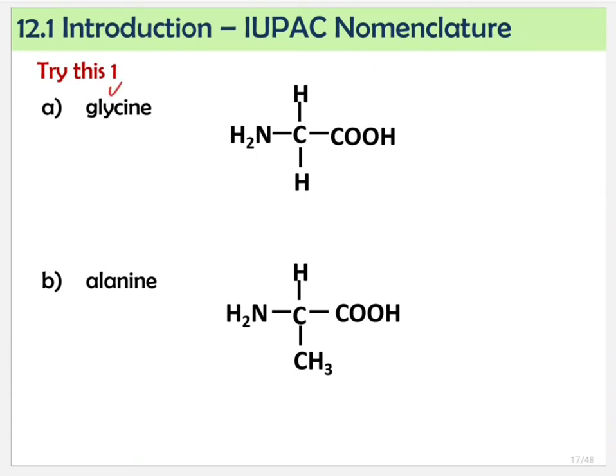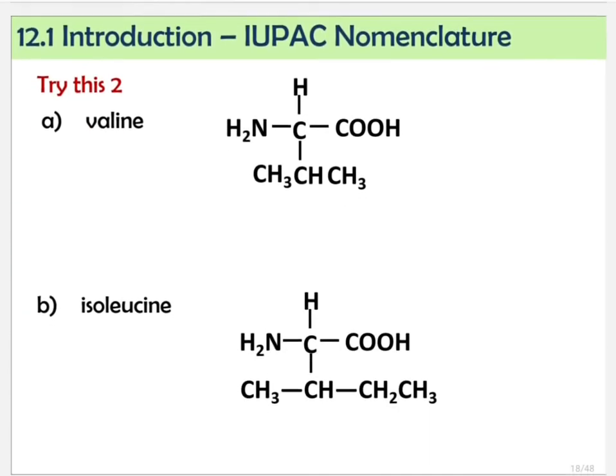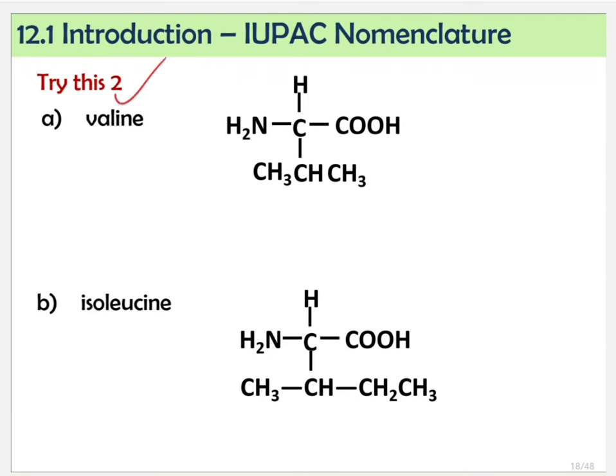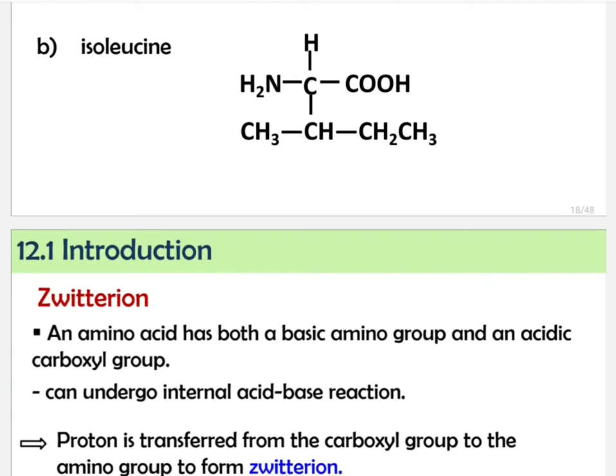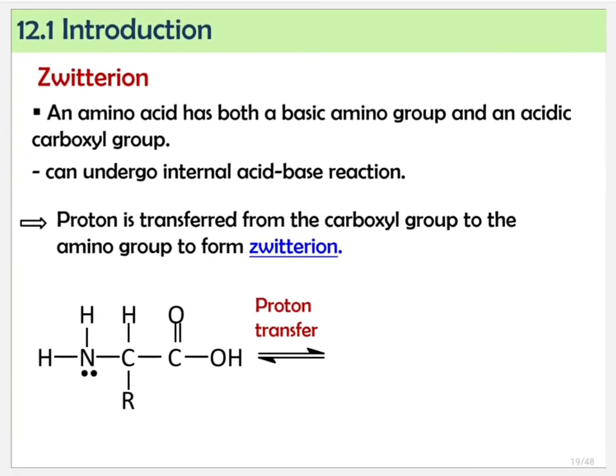For try this one, okay, we have glycine and alanine. And also for try this two, valine and isoleucine. Okay, jadi bagi IUPAC nomenclature for these 4 compounds. Ada 2 dekat try this one, ada 2 lagi dekat try this two. Okay, so we have finished learning outcome A and B. Jadi kita teruskan dengan terms yang seterusnya iaitu Zwitterion.